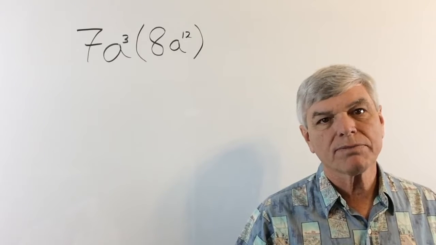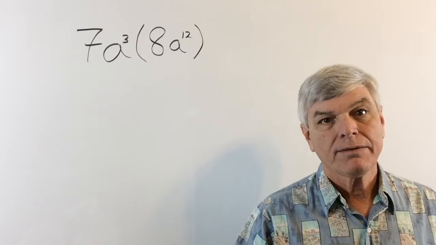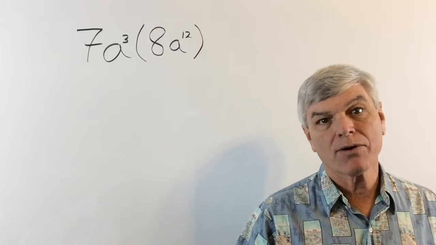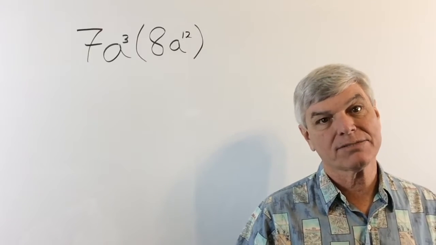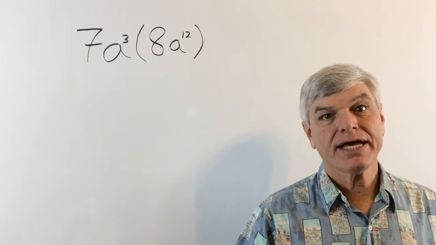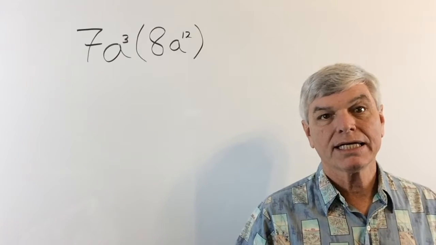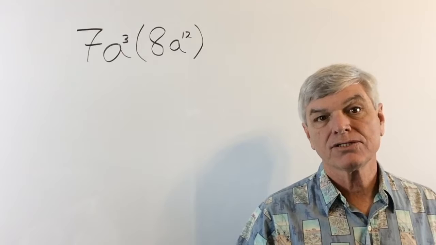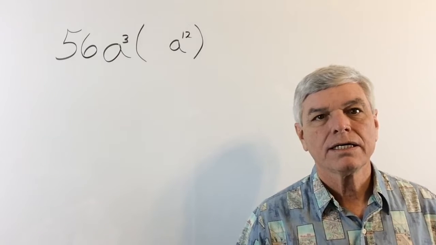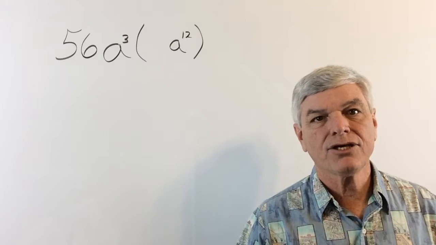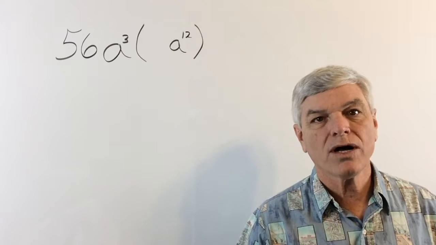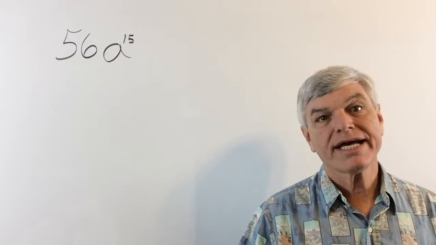And now we're going to multiply everything out, because there is no power of a power anymore. There's no exponent of an exponent. Everything is going to be multiplied times like terms. So 7 times 8 is 56, and 8 cubed times 8 to the 12th is 8 to the 15th.